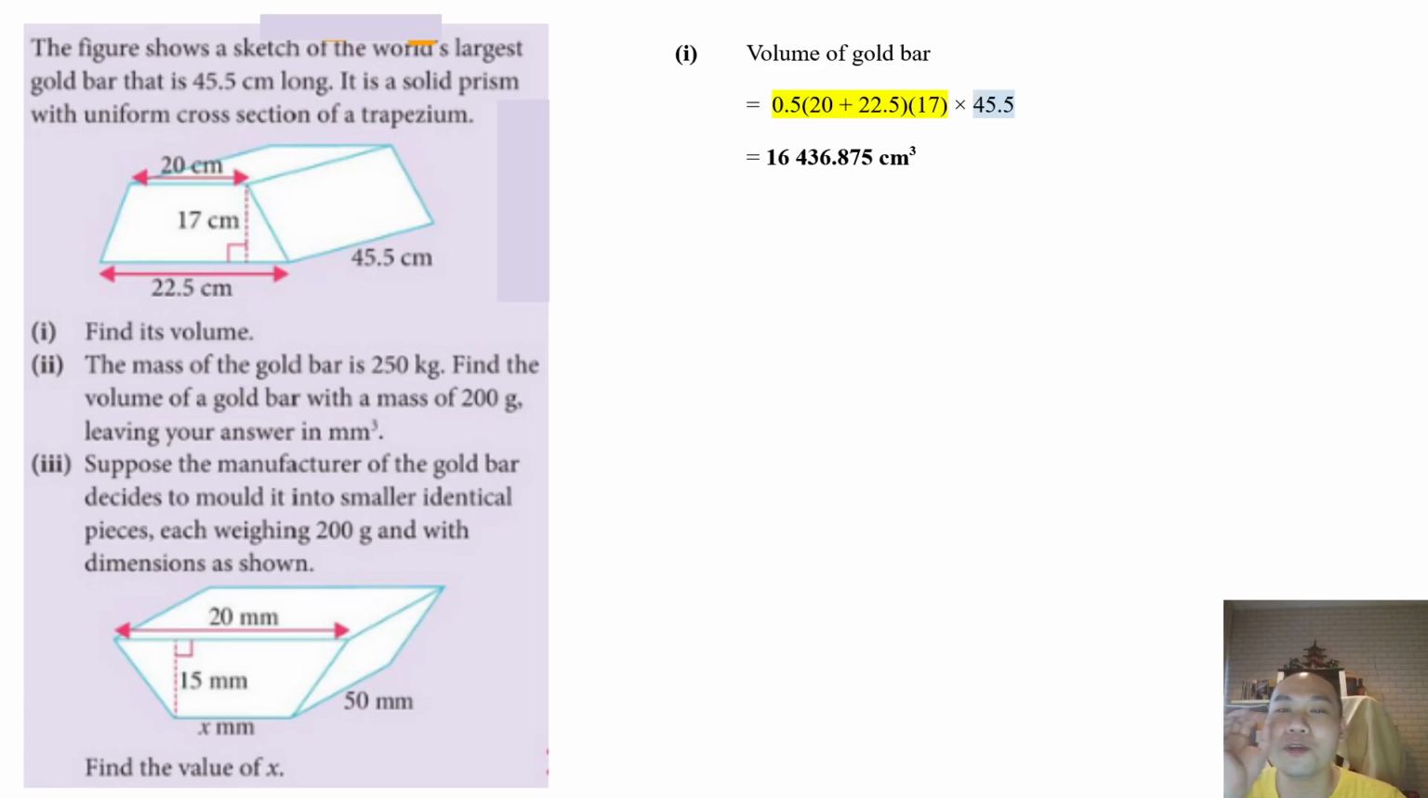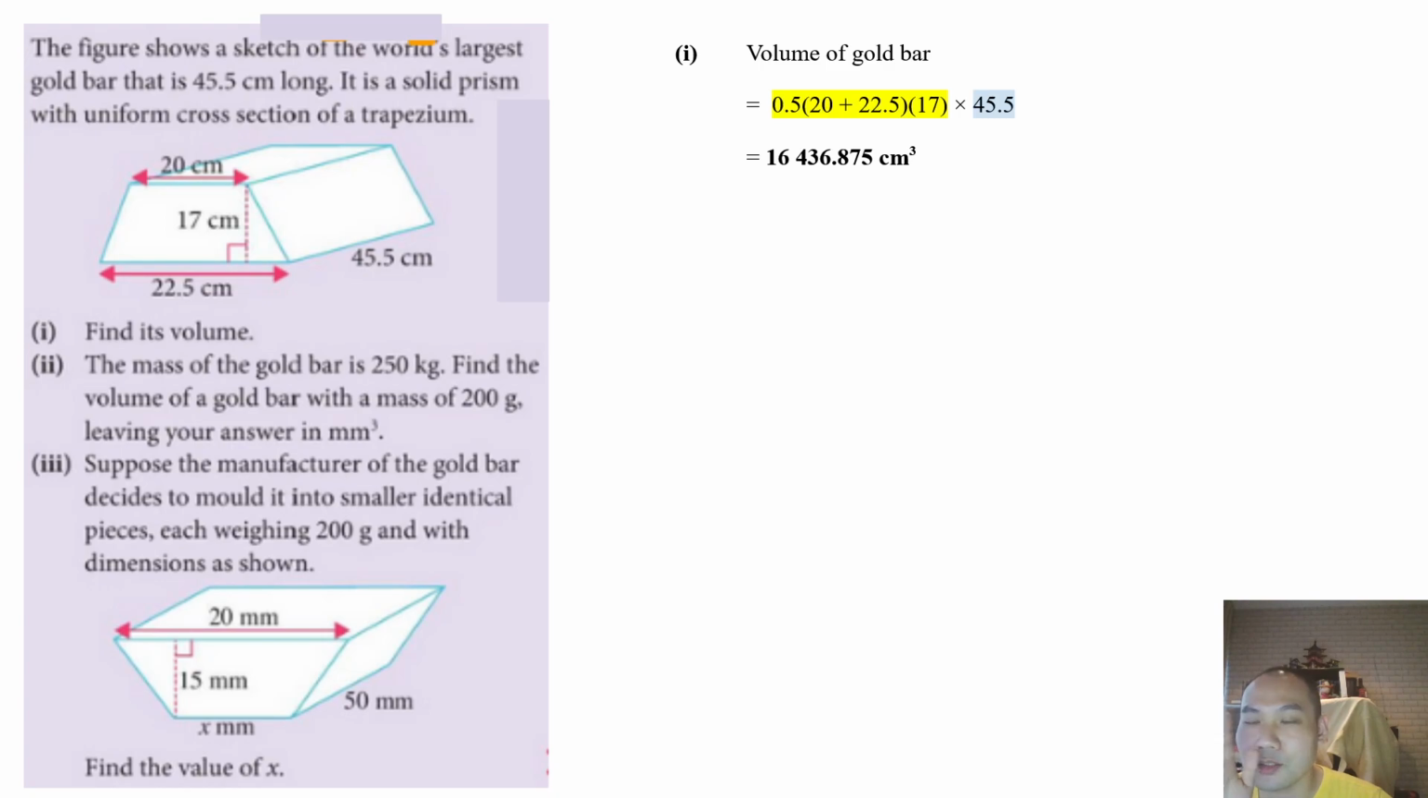To find the volume, find the area of the trapezium, and then multiply by 45.5. You can see in my solution, the part highlighted in yellow is just the application of the formula to find area of trapezium, which you have learned in the previous lesson. Then times 45.5, we have 16,436.875. Good. Now, with that, we can move on to part 2.